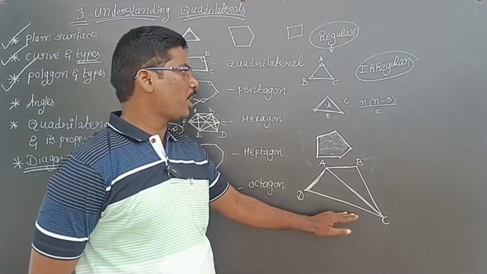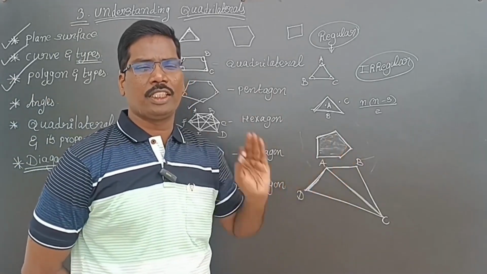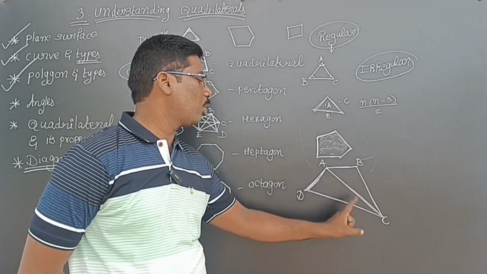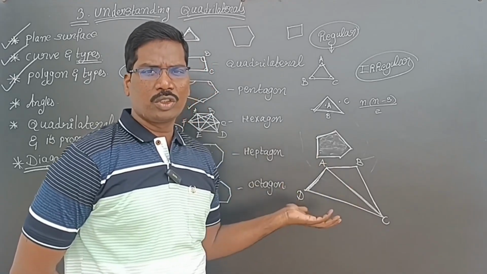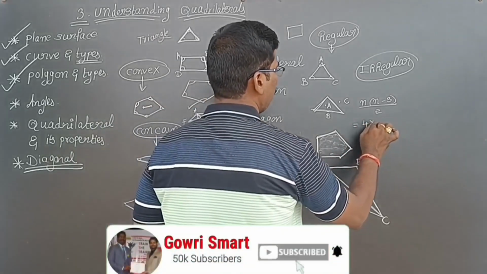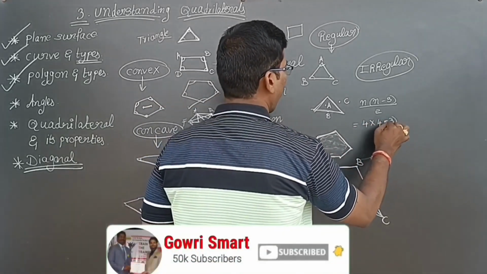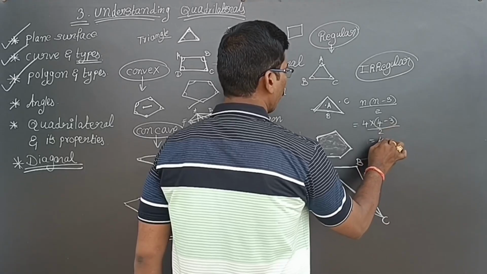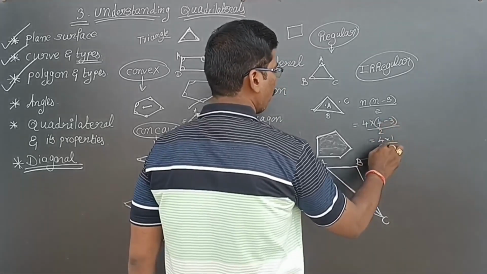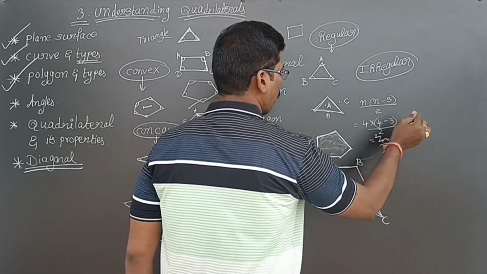For example, quadrilateral. So n means the number of the sides. In the quadrilateral, how many diagonals did we get? Only one diagonal. So we'll check. n value is 4. So 4 into 4 minus 3 by 2. 4 into 4 minus 3, how much? 1. So 1 by 2, 2 ones are 2, 2 twos are 4.